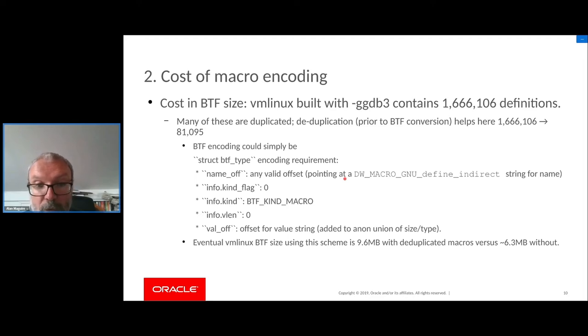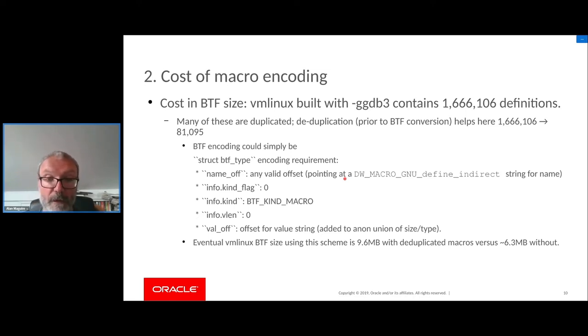tractable. So to encode that in BTF, really what we need to do is encode the name. So the name is basically just the macro name. And then the value is just the string associated with the value. So there's a fairly straightforward way we could do that using a struct btf_type, which is the kind of base type that we use to encode information in BTF.